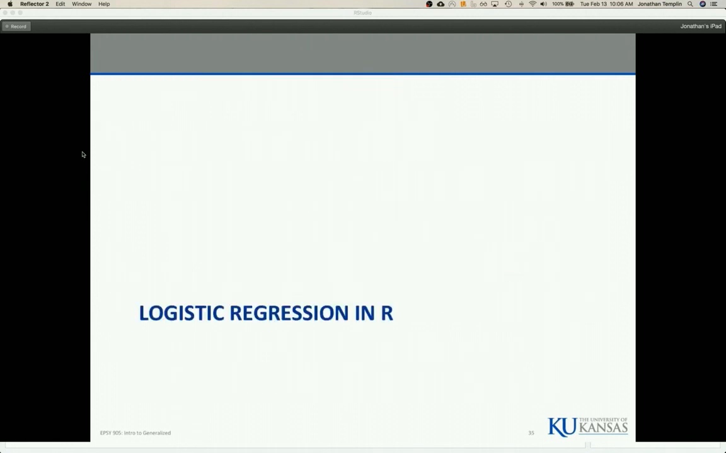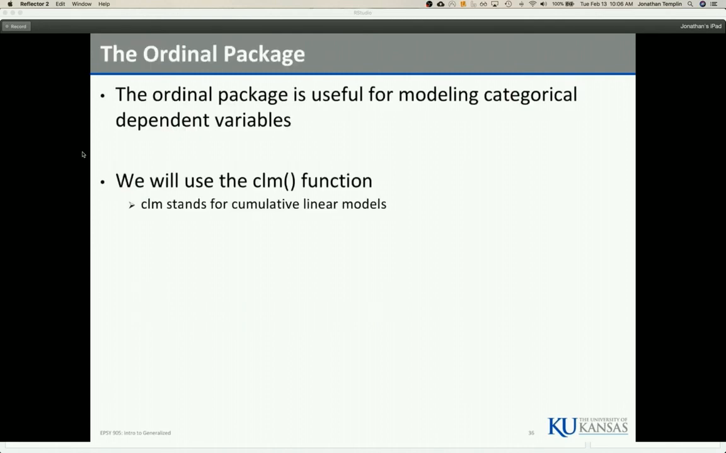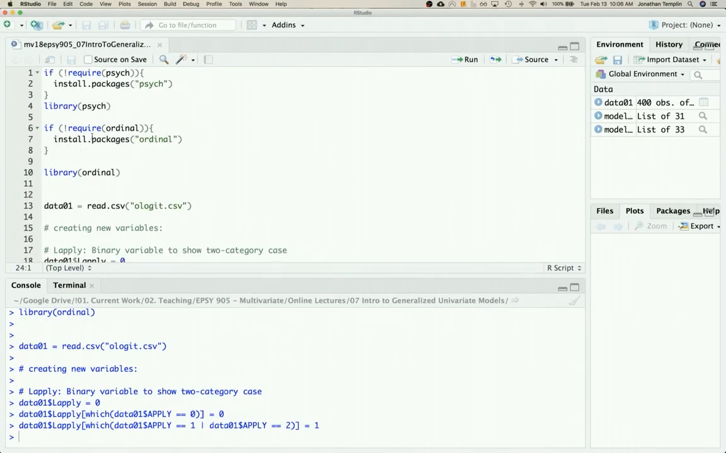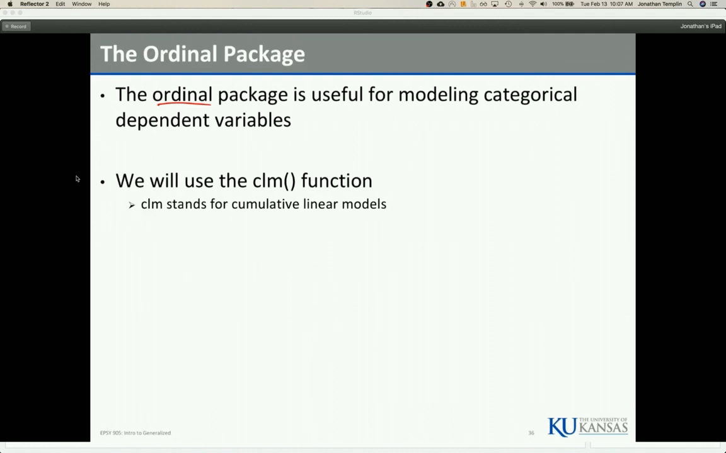So let's do a logistic regression example in R. That's all the theory. Let's get back into the practice here. The package that you will be using the most, at least the one I find tolerable, is the ordinal package. If you go over to my R script, you'll see at the very top I have this code that installs the package ordinal, if you don't already have it, and we load the library itself. In the ordinal package, there's a function called clm.